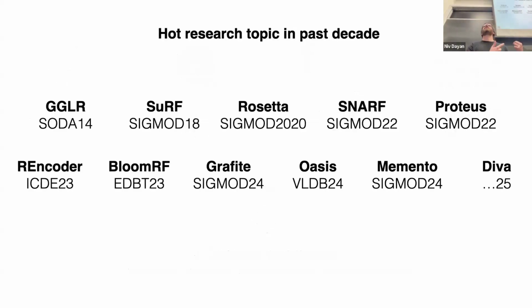Okay, so as I said before, this has been a hot topic of research over the past 10 years or so, even more. It started with a theory paper in SODA in 2014, which gives a lower bound for this problem and also a theoretical construction, which hasn't actually been implemented in that paper. Then we have SURF coming up in 2018, and after that things start to kick off, and there are a few papers coming out every year on this topic.